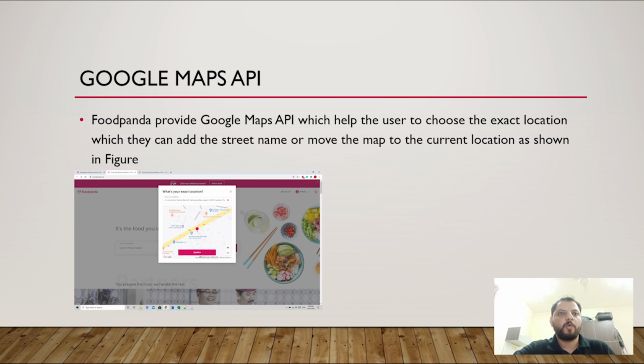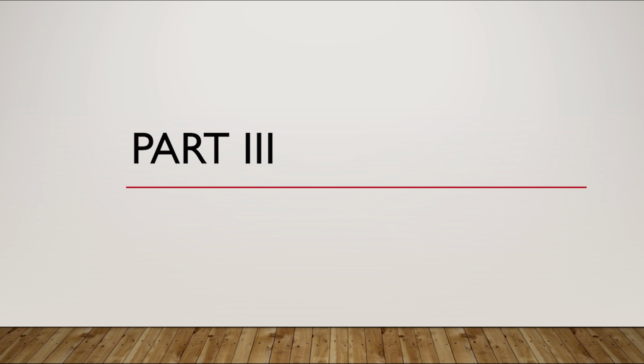Google Maps API. FoodPanda provides Google Maps API which helps the user to choose the exact location, which they can edit in the street name or move the map to the correct location as shown in the figure.